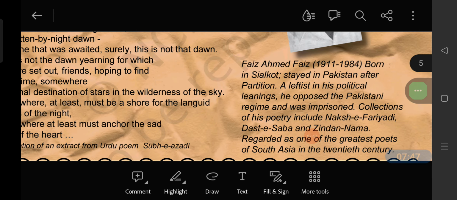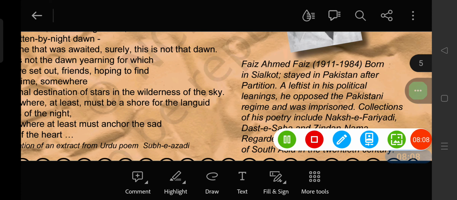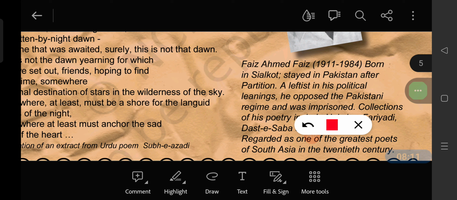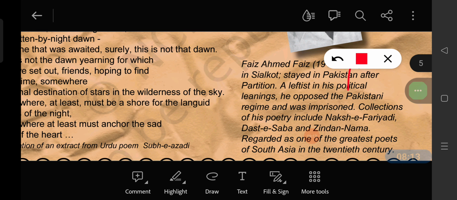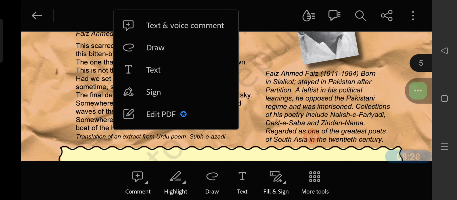He was also active at that time. His poetry and ghazals include Dast-e-Saba, Zindan Nama, and Naqsh-e-Faryadi. So if your exam asks whose poetry is Dast-e-Saba and Zindan Nama, you have to mention Faiz Ahmad Faiz. He was very special in the ghazal.